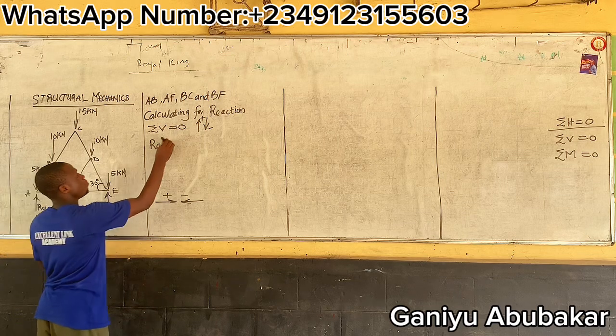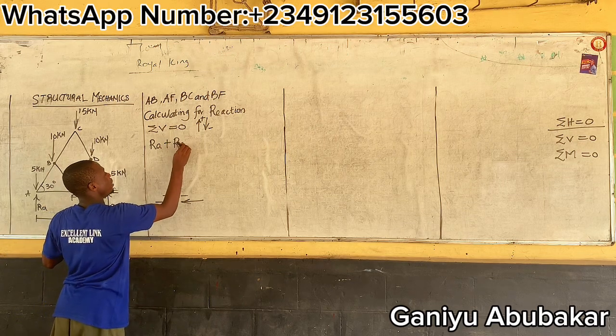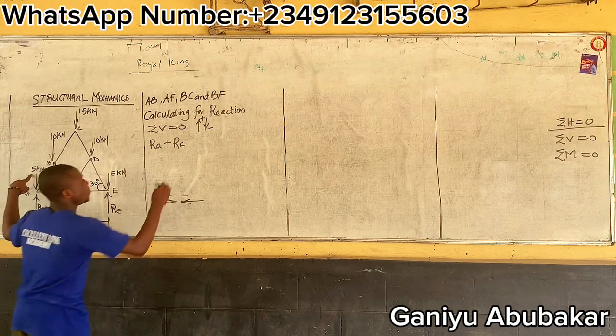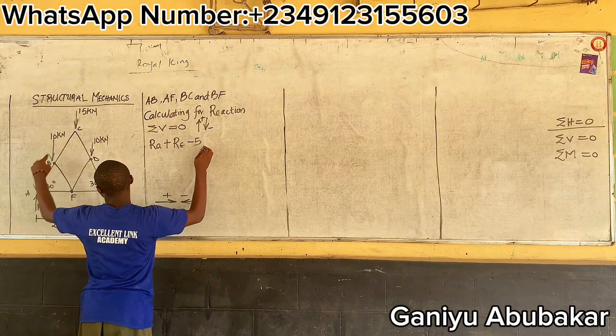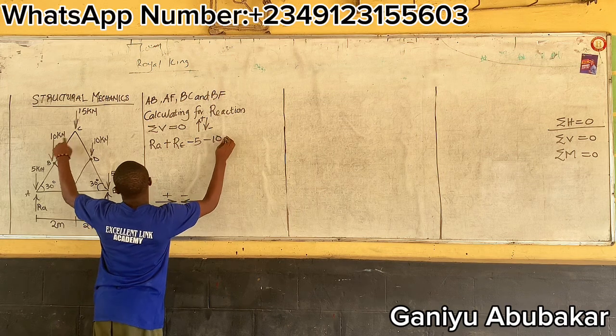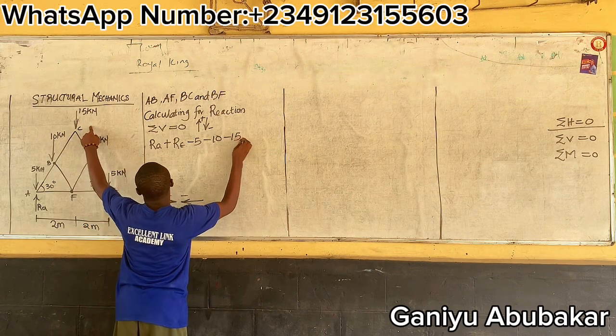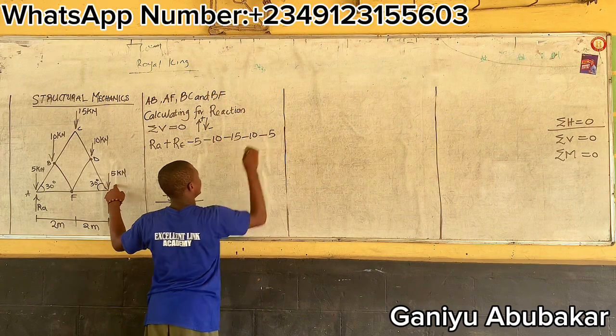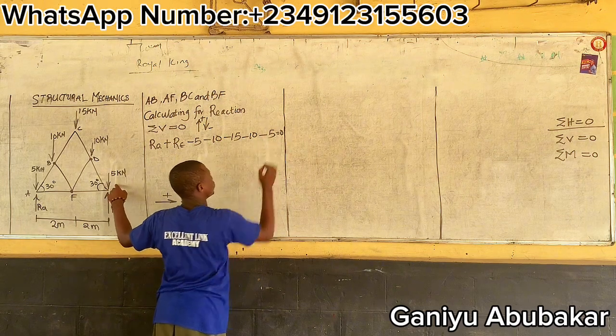Next, plus RE. Now the ones going down are negative: minus 5, minus 10, minus 15, minus 10, minus 5, equal to 0.